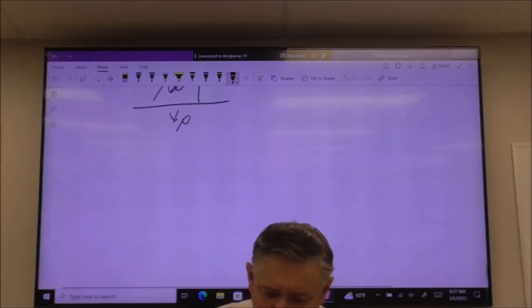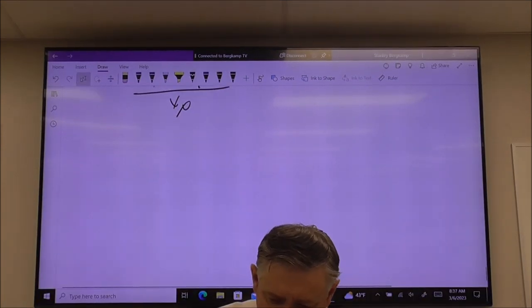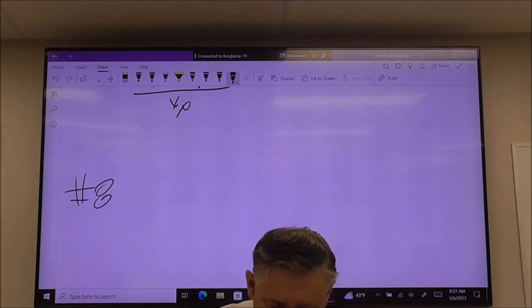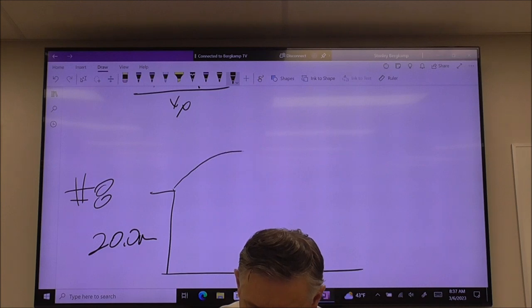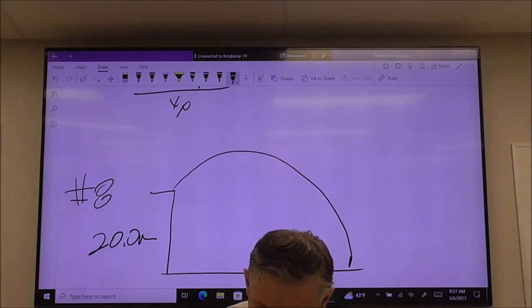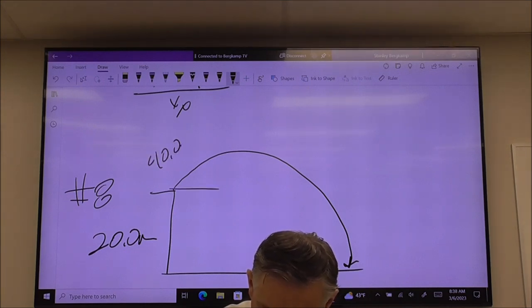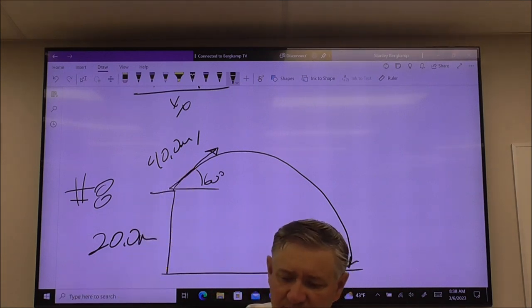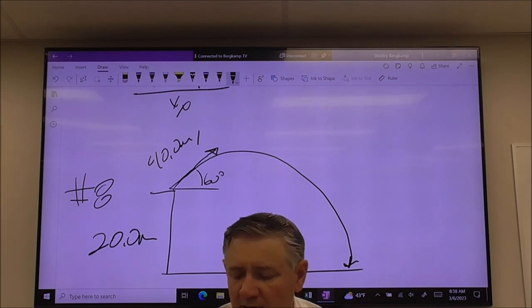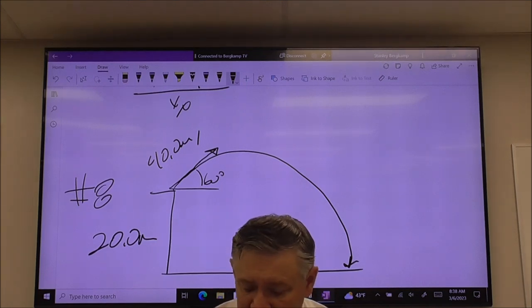Now, when you get to question number 8, let me paint you this picture. Here's this cliff, 20 meters tall. You're going to hit a golf ball, and it's going to go something like this, okay? And you're at 40 meters per second at an angle of 60 degrees. First thing you're going to do is the Peyton move. You're going to find your Vx, you're going to find your Vy, and never speak of that 40 meters per second again. Now, you want to find a whole bunch of things.